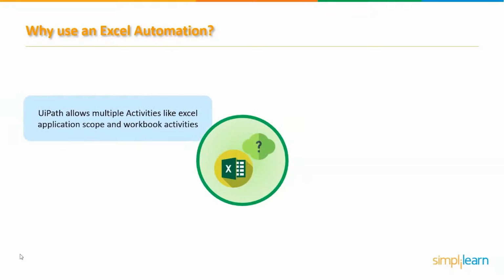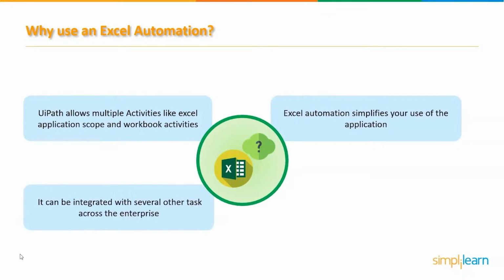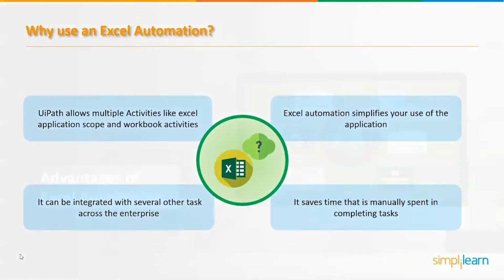Why use Excel automation? UiPath allows you to automate Excel in various ways, such as Excel application scope activities and workbook activities. Excel automation simplifies your application by performing tasks such as formatting cells, updating values, and running macros automatically. Excel tasks in an automated process can also be integrated with several other functions across the enterprise using an RPA solution. The benefit of Excel automation in general is that it can save people many hours spent manually completing tasks.